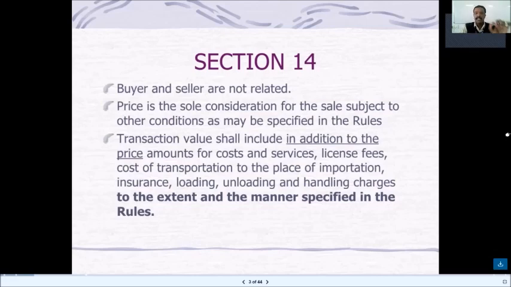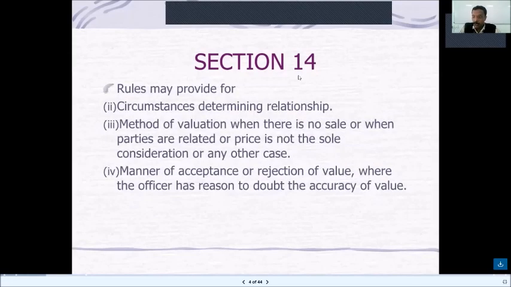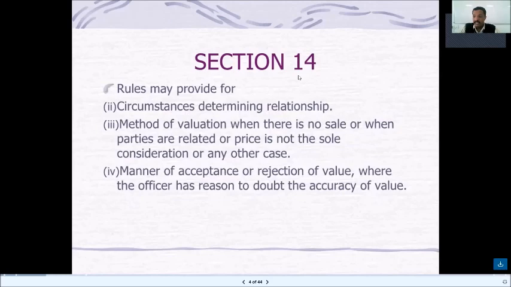Apart from that, transaction value will also include amounts for costs and services for such imports, license fees, the cost of transportation to the place of importation, insurance relating to that, loading, unloading, and handling charges, to the extent and in the manner specified in the rules. The rules may provide for circumstances determining the relationship, whether it is a related buyer or related seller, or whether the sole consideration is price or not. So depending on the circumstances, the relationship will be determined.